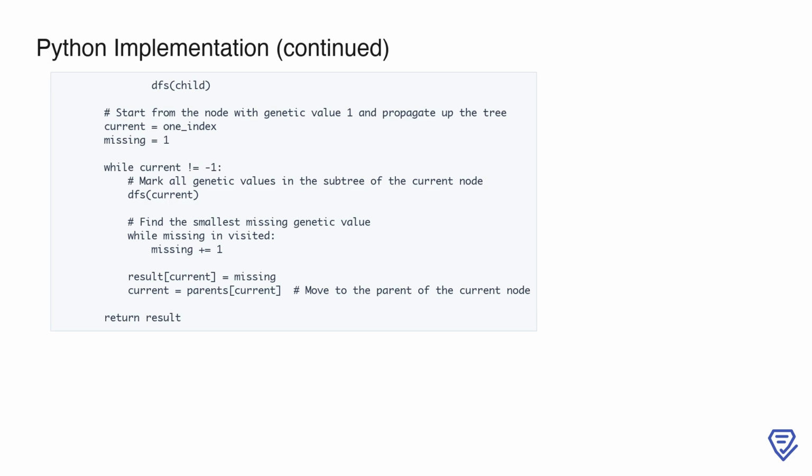Next, we incrementally check for the smallest missing genetic value by testing if missing is in the visited set. If it is, we increase missing until we find a value not in the set. This value is then stored in the result array for the current node. After updating the result, we move current to its parent using the parents array. Once the loop completes, the result array contains the smallest missing genetic value for each node subtree, and we return it as the final output of the function.